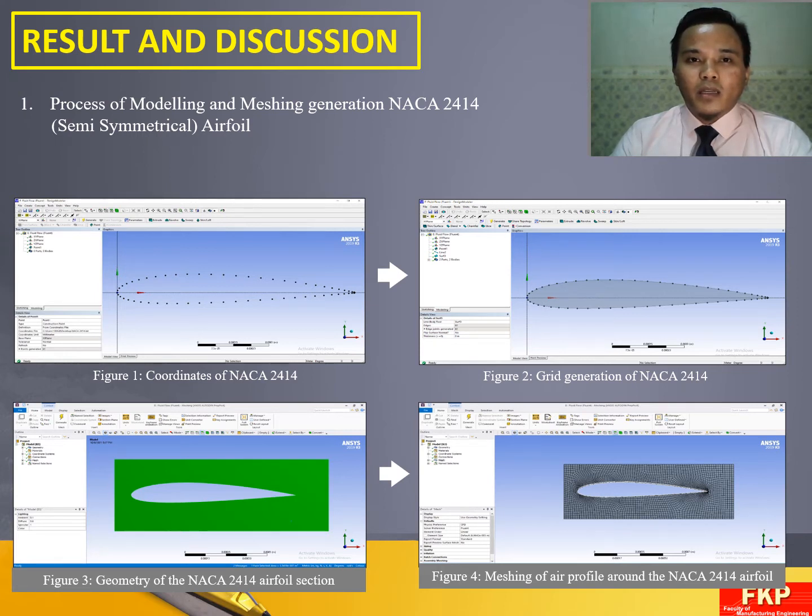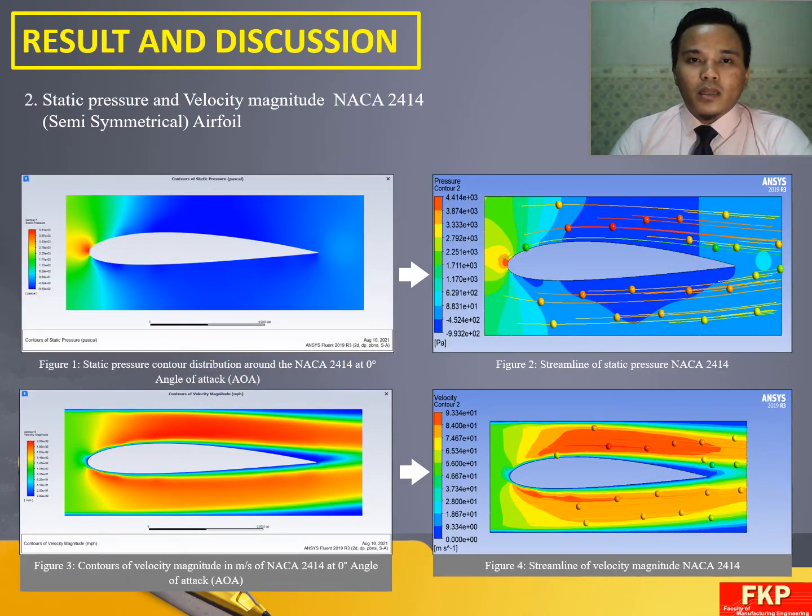After mesh analysis, it is found that the total nodes are 3134 and the total elements are 2859. At zero angle of attack, it can be seen that the static pressure is a little higher on the lower surface than on the upper surface. This generates a pressure gradient which causes a force on the total surface area of the airfoil.